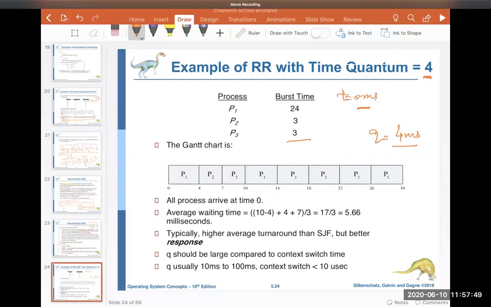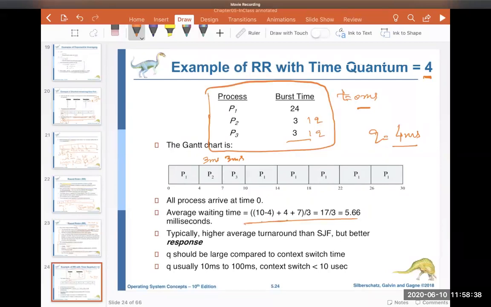Because P2 and P3 both are 3 milliseconds, they will finish within one quantum time. Whereas the other one, P1, would take a number of quantums, or time slices, to actually run to its end, terminate, or wait for its state.